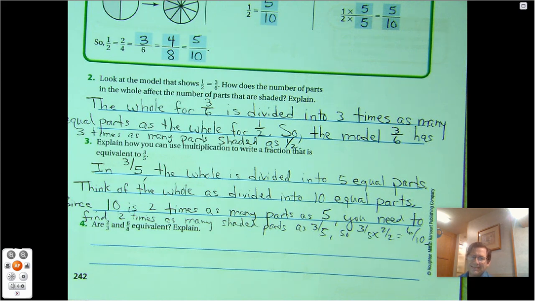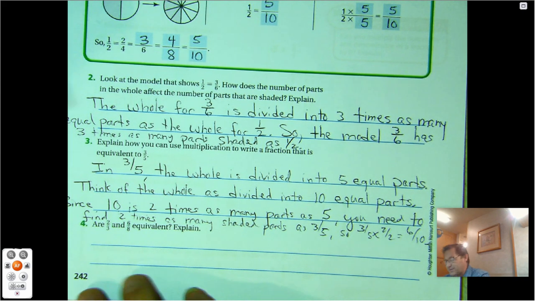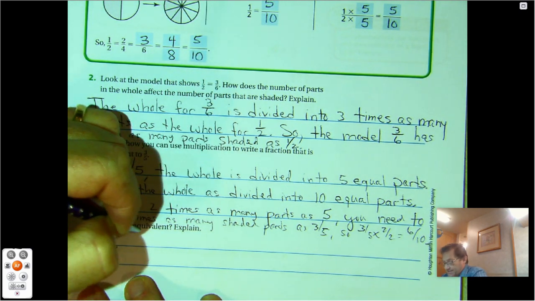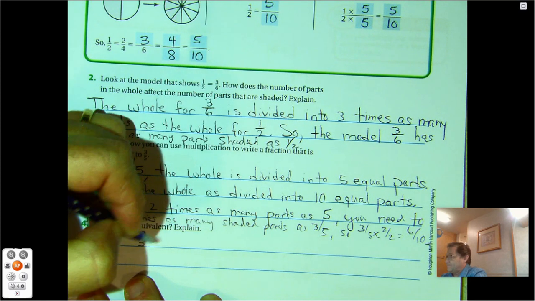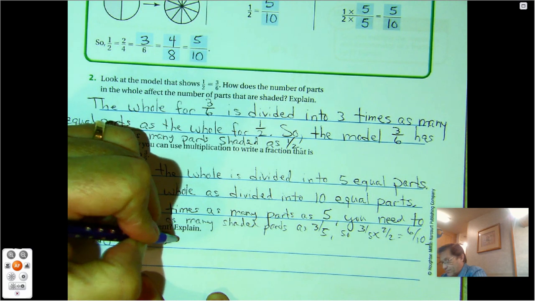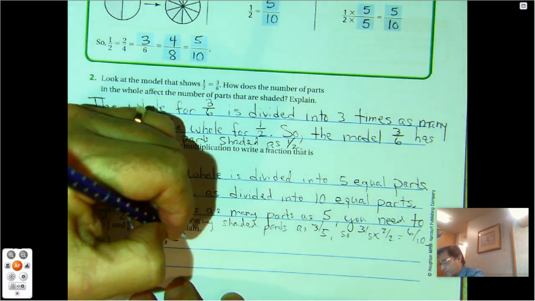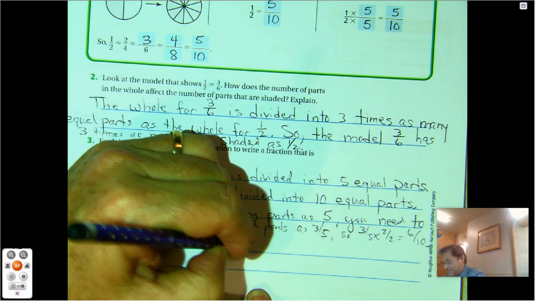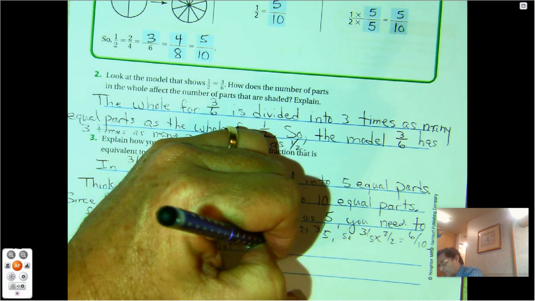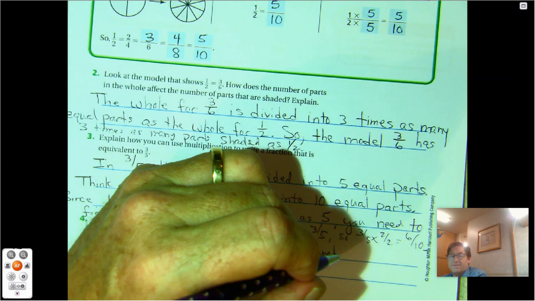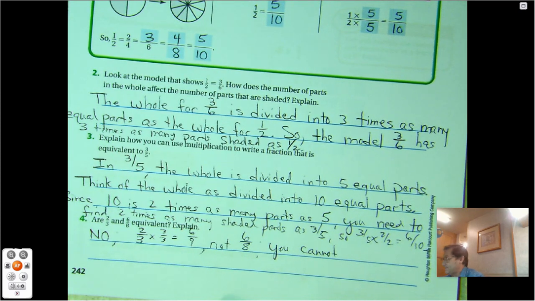Are 2/3 and 6/8 equivalent? The answer to that one is no, because 2/3 times 3/3 equals 6/9, not 6/8. So you cannot multiply that fraction by a value of 1 and get 6/8.